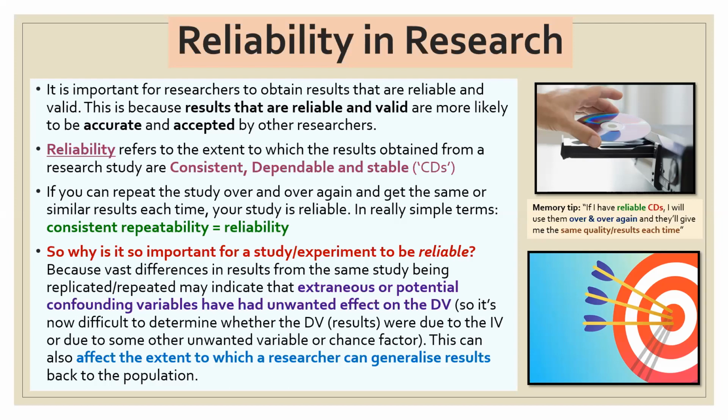So reliability is basically talking about the fact that our results need to be accurate, okay? If we do a study again and again and again, we need to be able to get the same or a very similar level of results each time, okay? And there's a memory tip that we use for this as well, which I'll come to in a second. But the textbook definition for reliability is that reliability refers to the extent to which the results obtained from a research study or experiment are consistent, dependable, and stable.